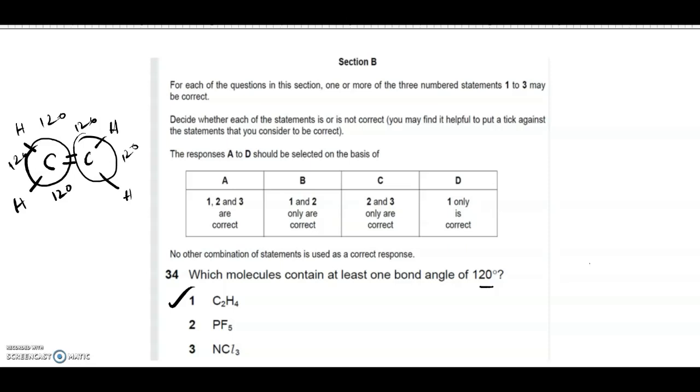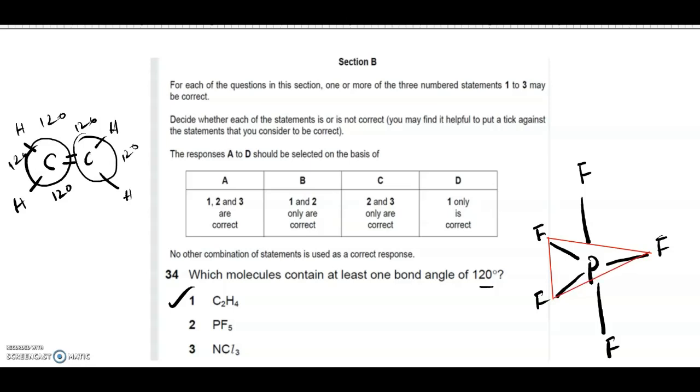Now check PF5. The five electrons of phosphorus are shared in this manner. So these are in one plane, and this is above and below. The ones which are in one plane have angles of 120, 120 and 120, and above and below they have an angle of 90 degrees. So 90 degrees and 90 degrees. So it has an angle of 120.